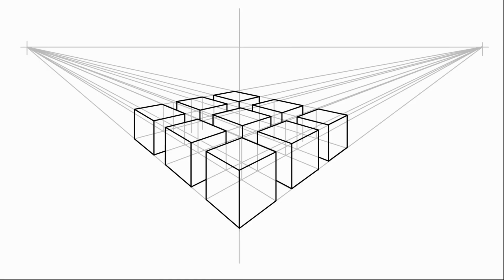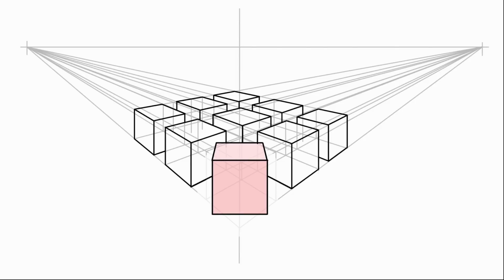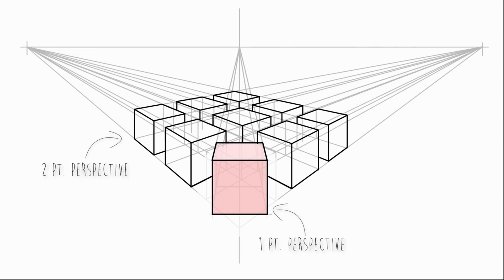So what if we turn one cube? Let's take this front one and make it red just so that we can keep track of it, okay? Let's turn this cube back parallel with the viewer. So now he simply draws this one cube in 1-point perspective, and all of the others he draws in 2-point perspective, and the drawing looks like this, right?